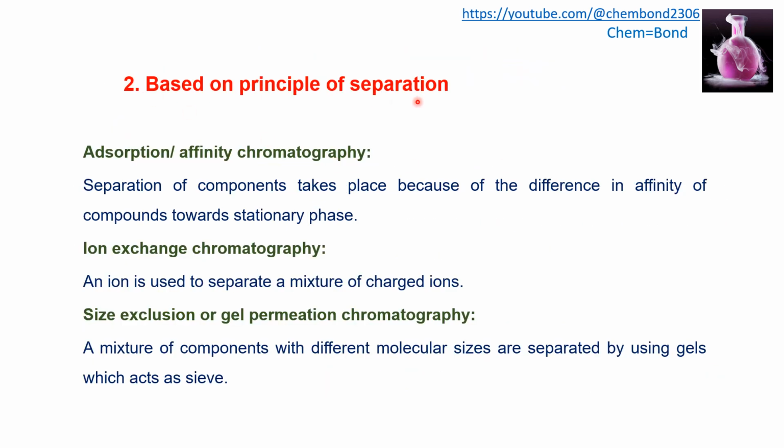Based on the principle of separation, there are affinity chromatography, ion exchange and size exclusion chromatography. Affinity or adsorption is based on the different affinity of the components towards the stationary phase. Ion exchange is used to separate a mixture of charged species. And size exclusion is based on molecular size, where components are separated using a gel.